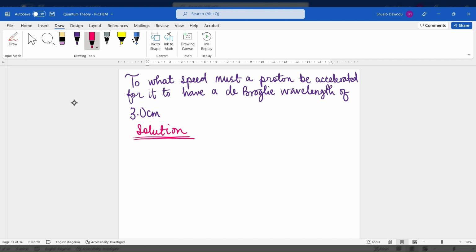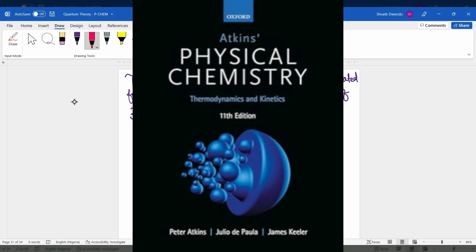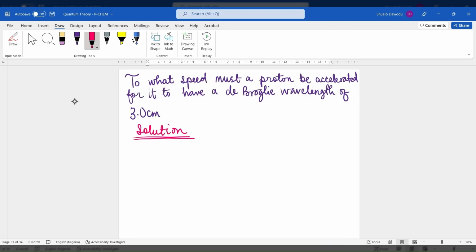Salam and welcome everyone. So today we're going to be working on the question on the screen that says, to what speed must a proton be accelerated for it to have a de Broglie wavelength of 3.0 centimeter? Now, I want to quickly mention that this question is from the Atkins Physical Chemistry 11th edition textbook, and I have done a very similar question to this on my channel, although the other question involved an electron, not a proton. And this question involves a proton.